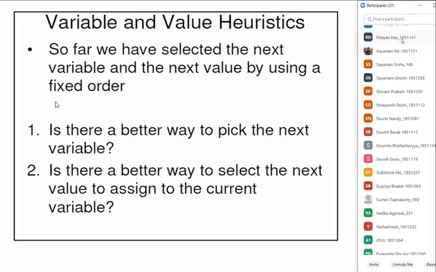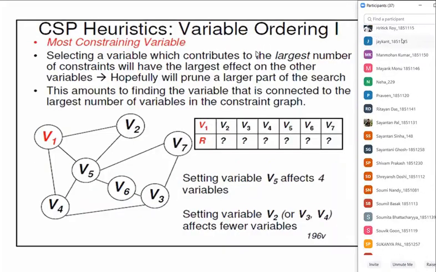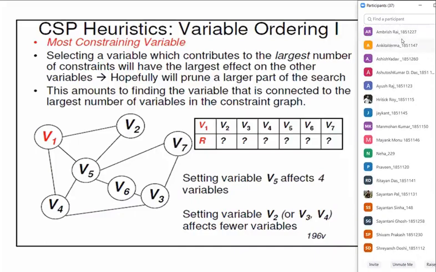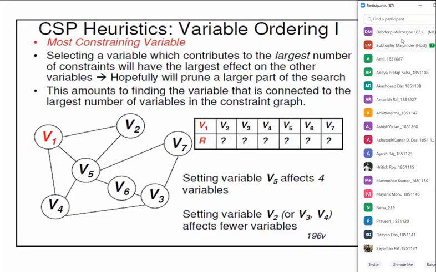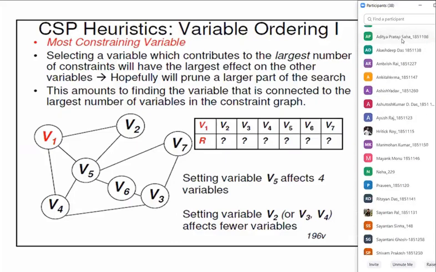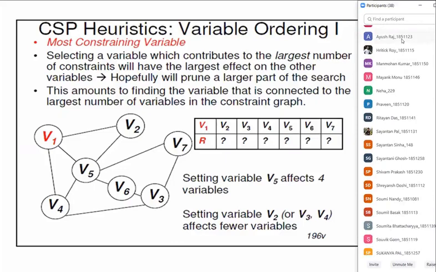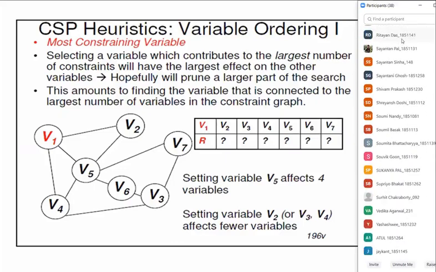So if you see, there is a concept of most constraining variable. Selecting a variable which contributes to the largest number of constraints will have the largest effect on the other variables. Okay, so did you hear what I said? Selecting a variable which contributes to the largest number of constraints will have the largest effect on the other variables, and hopefully will prune a larger part of the search. So please understand the general philosophy.